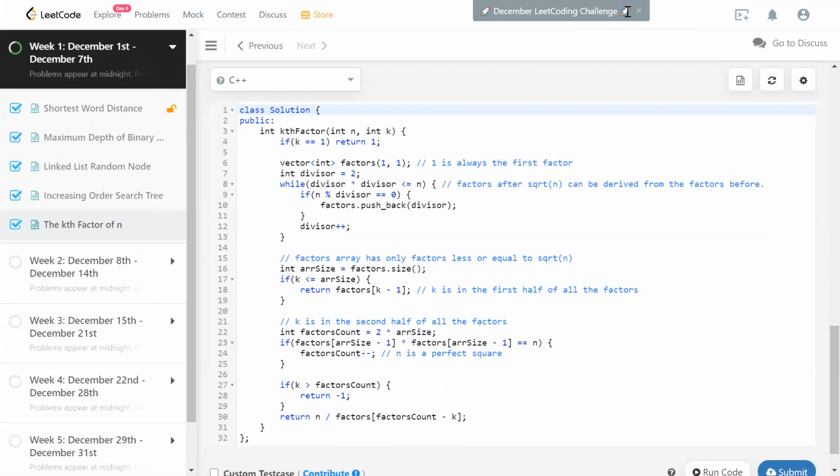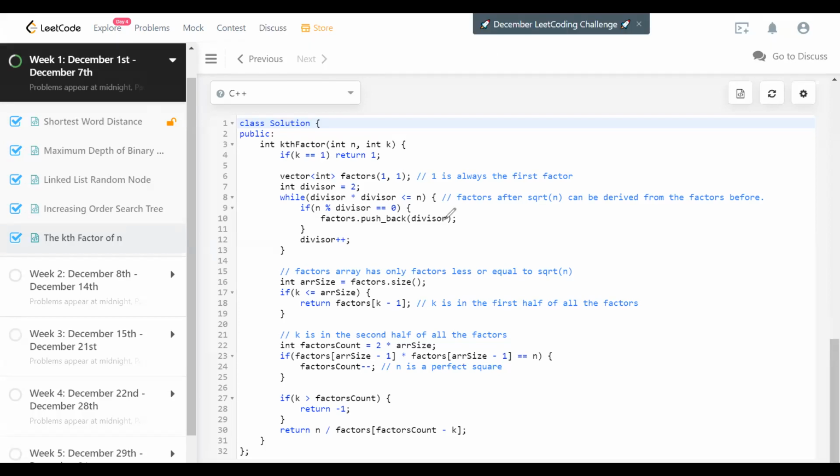And then I'm going to initialize the vector factors. Anyway, the first factor is already 1, so I already initialize with that. And from divisor 2 onwards, I keep trying in this while loop. And whenever the divisor divides n, we have a factor. So that's why I'm going to append it to the list of factors. But divisor keeps incrementing every time. So now I have an array size here. The difference between the array size and the number of factors is we only stop at square root of n. All right. So the array size is factors.size.